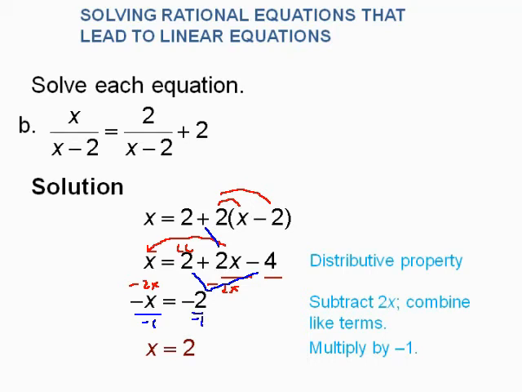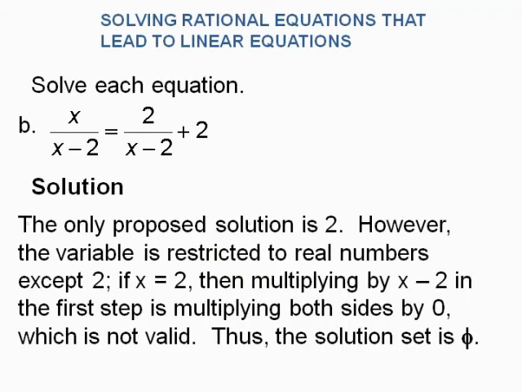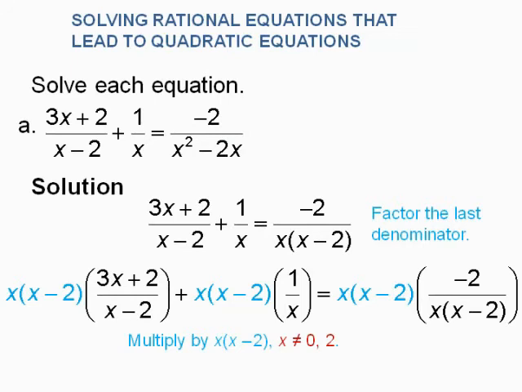But wait a minute, my spider sense is tingling. This can't happen. 2 cannot happen because what? Oh, all of that work. It says the variable is restricted to real numbers except 2. If x equals 2, then multiplying by x minus 2 in the first step is multiplying by 0, which is not valid. And we have division by 0 here. So ladies and gentlemen, I'm sorry, but in this case, all this work for nothing. No solution. So watch and make sure no answer makes any denominator 0.